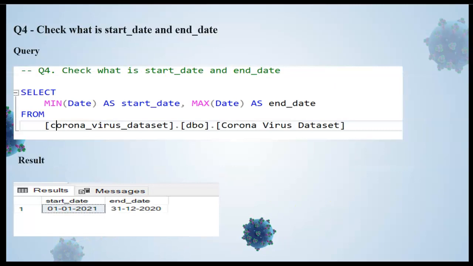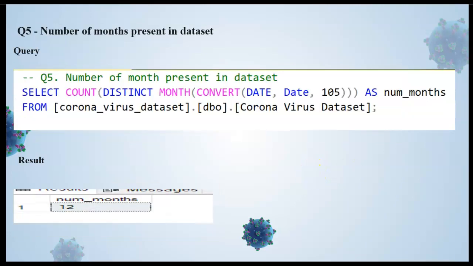Then the fourth question is what is the start date and what is the end date. For that we use a select query with minimum date as start date and maximum date as end date, and we got this result: start date is 31st December 2020 and end date is 1st January 21. Question 5 is the number of months present in the dataset. For that we use select and count distinct extract month from start to end date, and we got the result of 12 months.